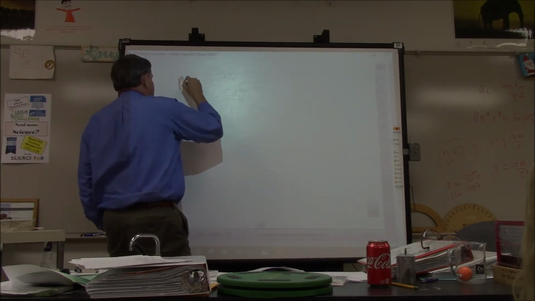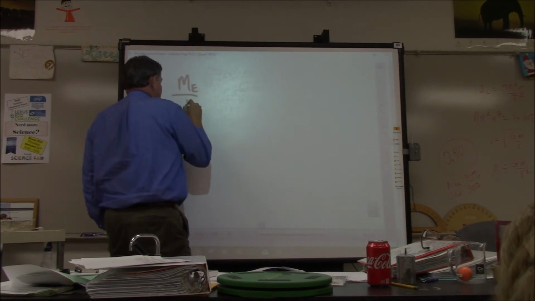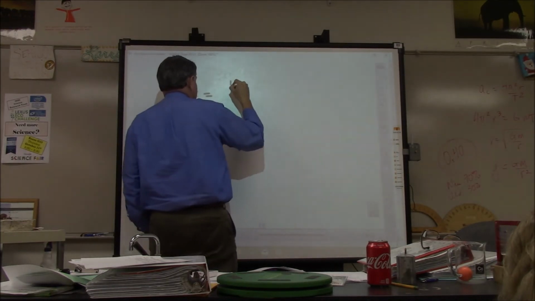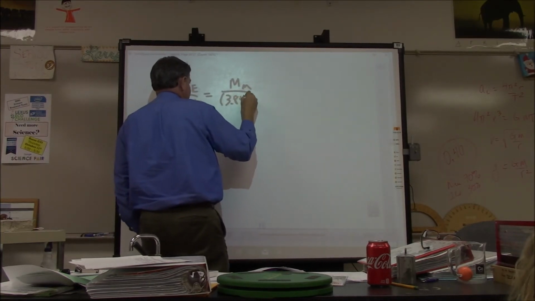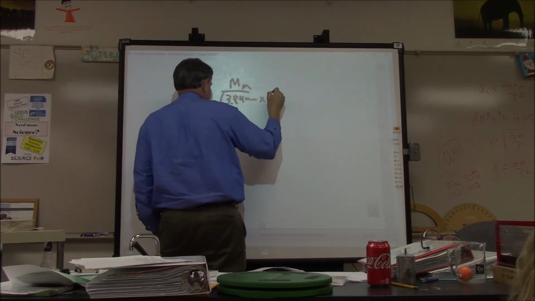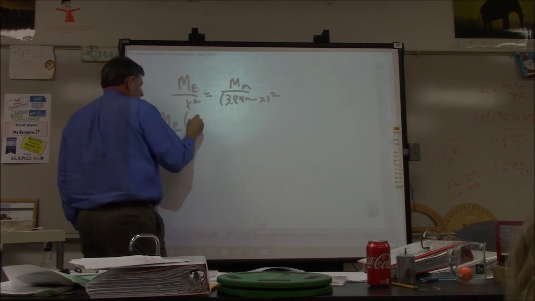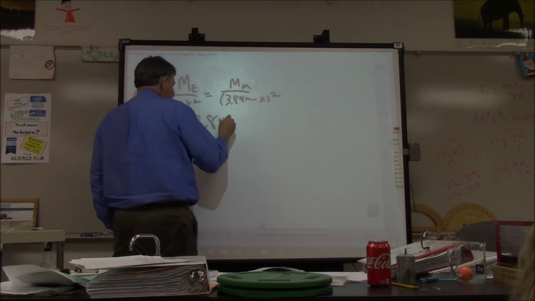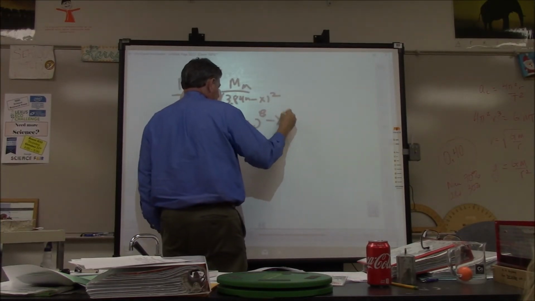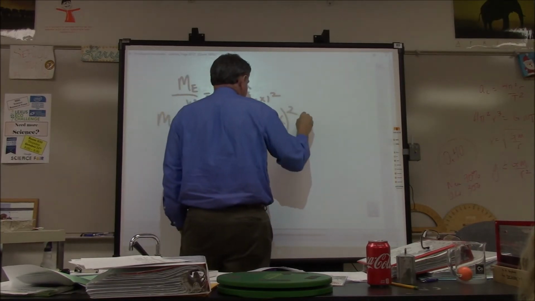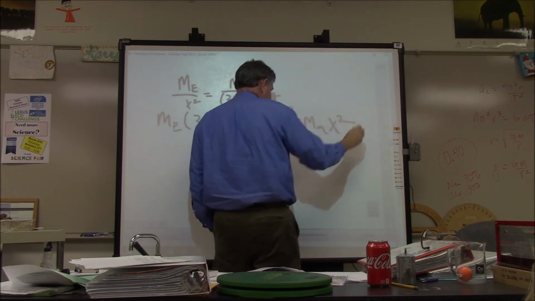I've got the mass of the Earth over x squared equals mass of the moon over 3.844 times 10 to the 8th minus x quantity squared. Okay, so I'm going to cross multiply. So I've got the mass of the Earth times 3.844 times 10 to the 8th minus x quantity squared. And that's going to equal the mass of the moon times x squared.